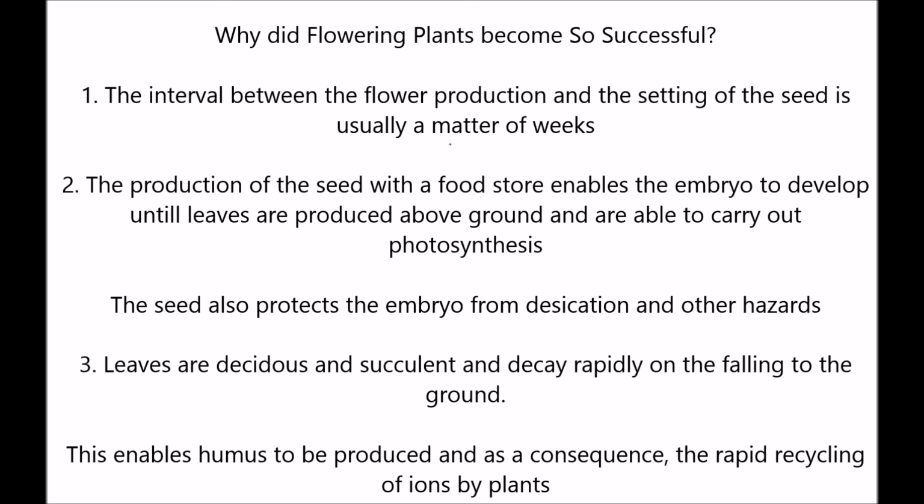And the third is that leaves are deciduous and succulent and decay rapidly on the ground. This enables humus to be produced and, as a consequence, the recycling of ions by plants.